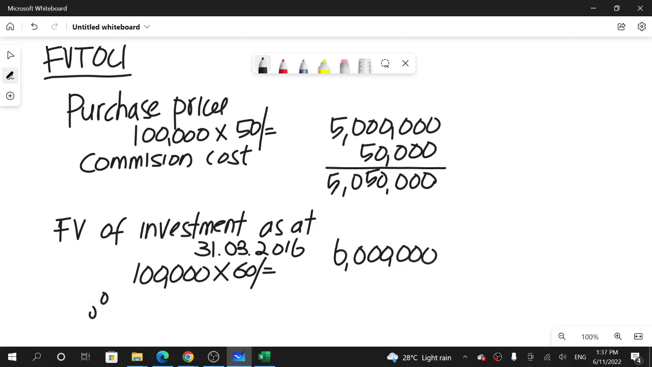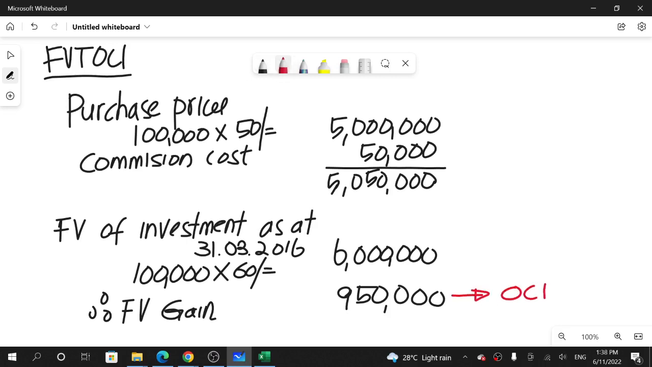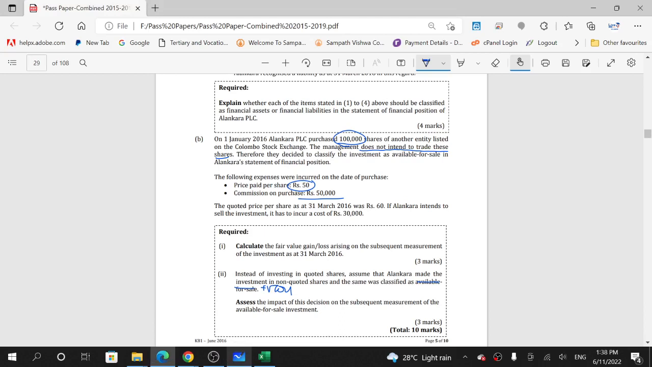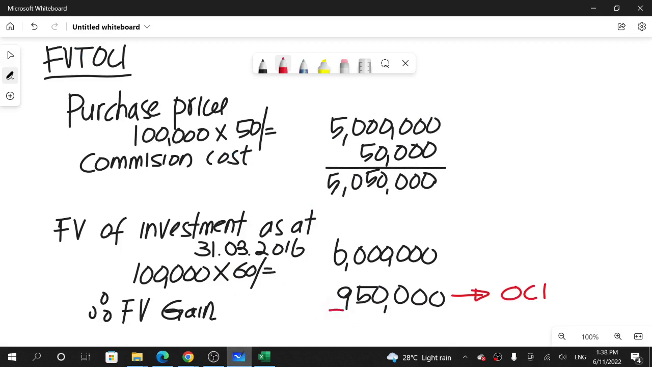Therefore, you can calculate the fair value gain. How much is the fair value gain? It becomes 950,000. How did you get the 950,000? You compare the initial measurement fair value and the subsequent measurement fair value. This 950,000 is recognized in other comprehensive income. So part 1 of the question asks to calculate the fair value gain or loss arising on subsequent measurement as at 31st March 2016. This is the answer: the fair value gain is 950,000. Done.